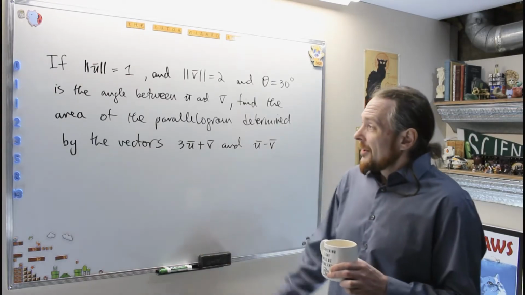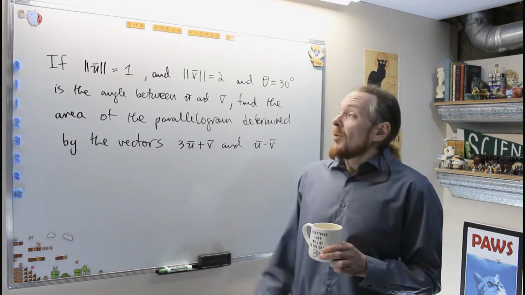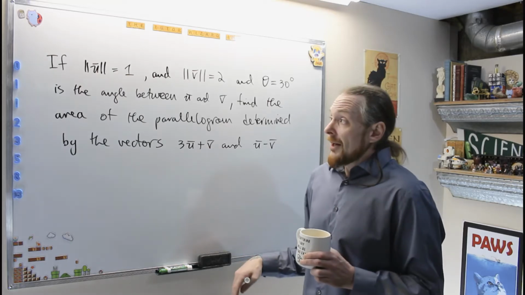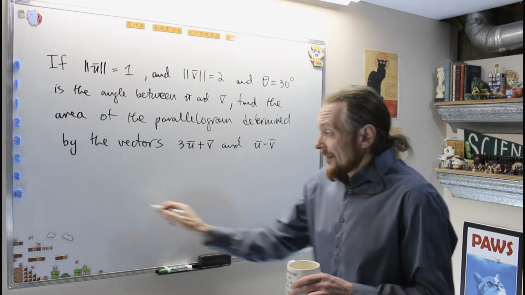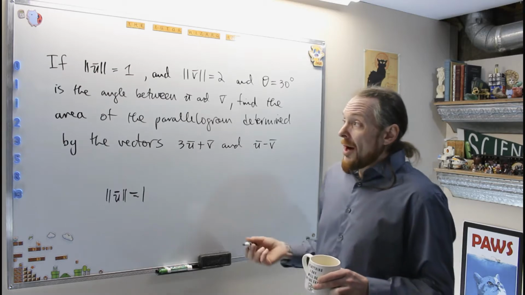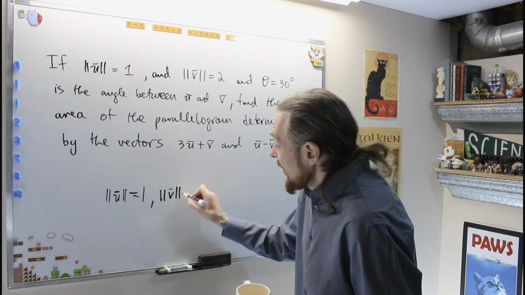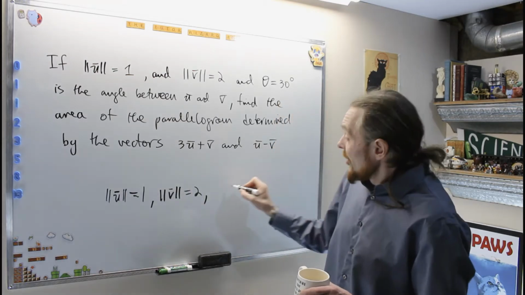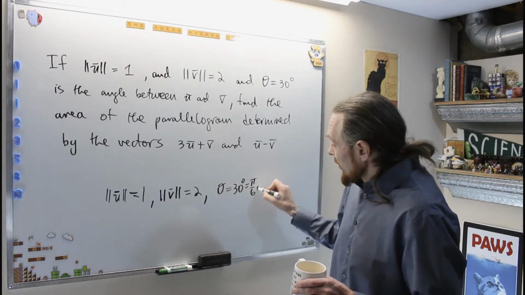This time what we're going to do is find the area of a parallelogram determined by a couple of vectors, and what we're given is information which will allow us to compute that area. There's a lot of moving parts in this question, but first of all it gives us that the norm of u, or the length of one of the vectors, is 1, so he's a unit vector in fact, turns out. And then it also gives us that the norm of v is 2. It also gives us the angle between the two vectors, which I'm just going to call theta, which is 30 degrees or pi over 6 radians.